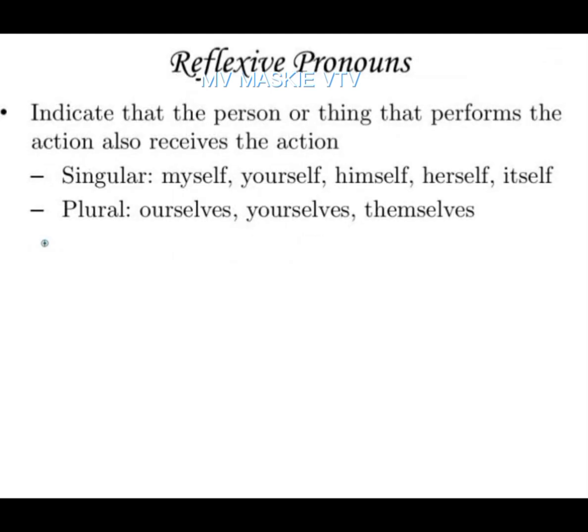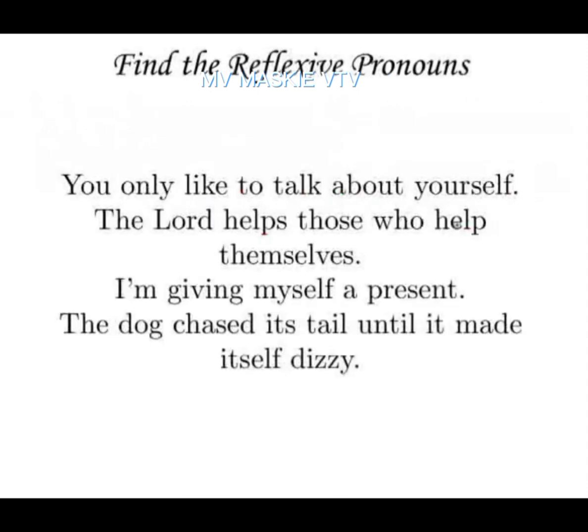All right, reflexive pronouns. These are the easiest pronouns to spot. They indicate that the person or thing that performs the action also receives it. These are better known as the self pronouns. So, myself, yourself, himself, herself, itself, plural ourselves, yourselves, and themselves. Now, this sounds a little bit confusing in the abstract, but once you see it in a sentence, it's very clear. See if you can find the self pronouns, the reflexive pronouns, in these sentences.